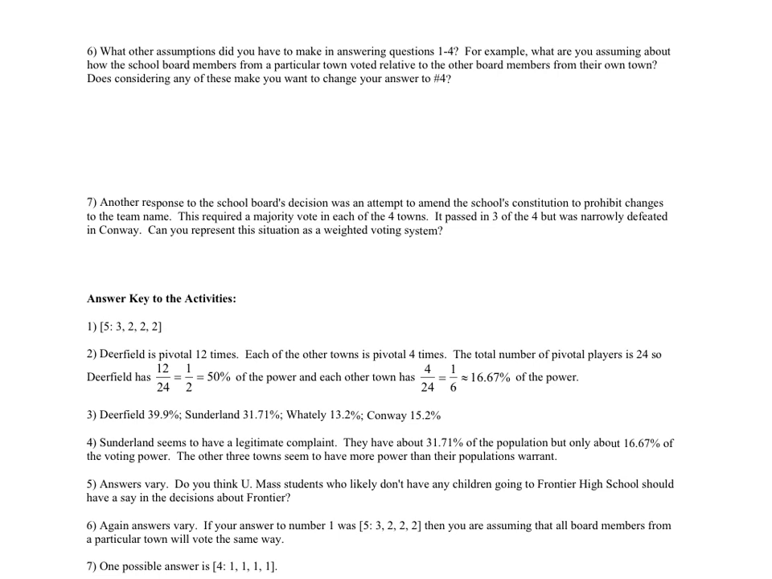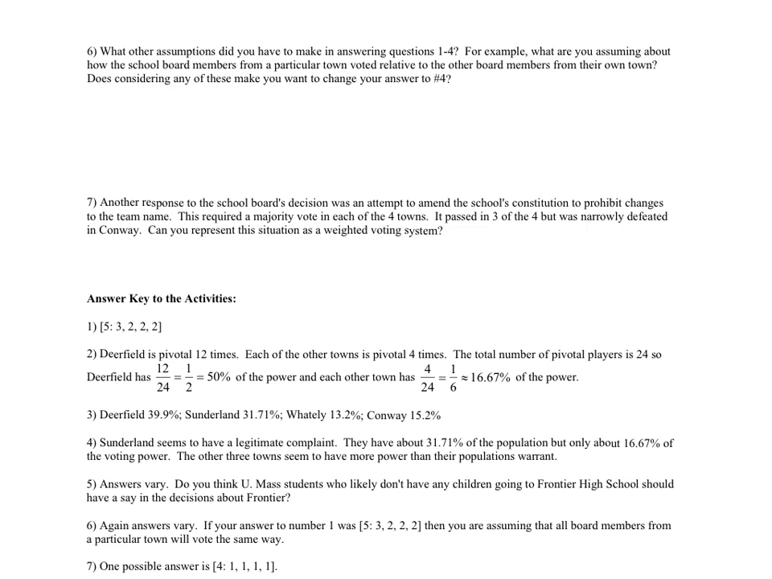And then number 7, another response to the school board's decision was an attempt to amend the school's constitution to prohibit changes to the team name. This required a majority vote in each of the 4 towns. It passed in 3 of the 4, but was narrowly defeated in Conway. Can you represent this situation as a weighted voting system?